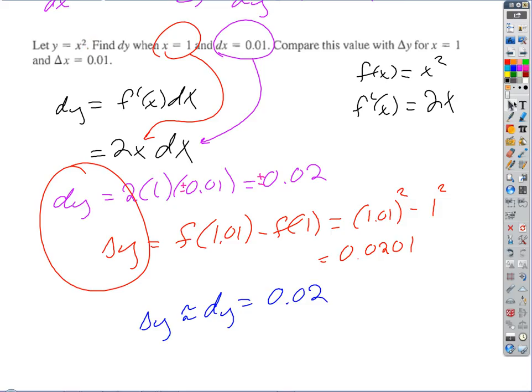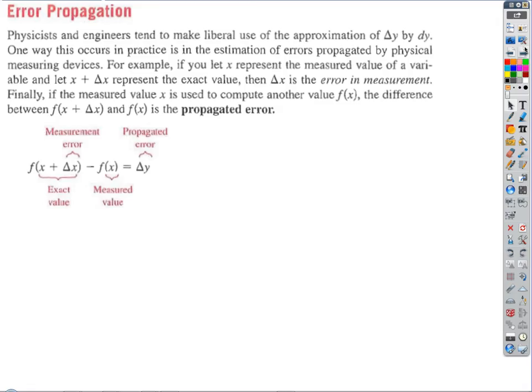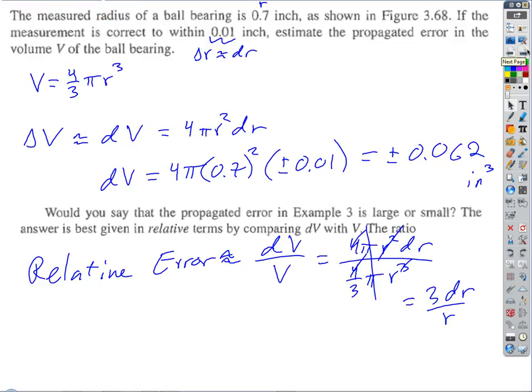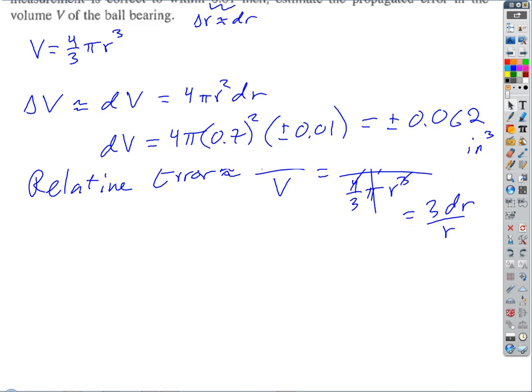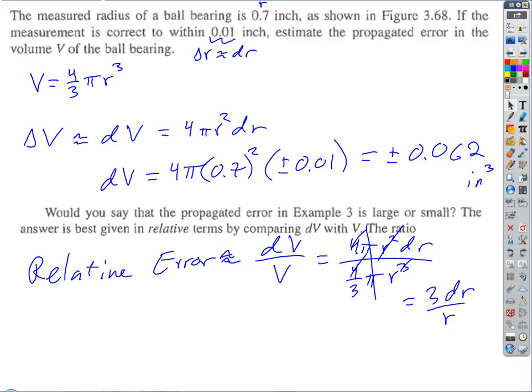Okay, so let's look at another one. Where would the calculation of y equals x squared come from in a real-life problem? Well, I'll make one up. Right here, here's the ball bearing. Perfect, let's do this one. Let's look back at this; did we finish it? I think we're just barely finishing it, or we didn't quite. So let's revisit this one. The measured radius of a ball bearing is 0.7 inches. If the measurement is correct to within 0.01 inches, to within 1/100th of an inch, estimate the propagated error in the volume of the ball bearing. So this is where the function comes from. What's the volume function? Well, 4/3 pi r cubed. And so then V prime is what?